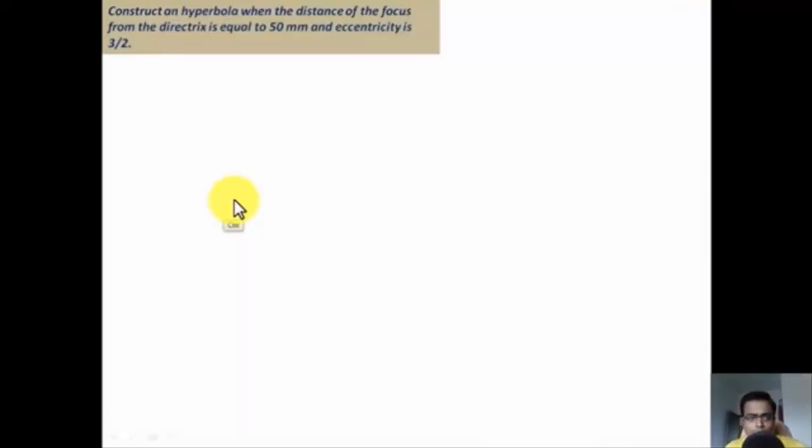In today's video, we're going to talk about the general method for hyperbola construction. Alright, so the first important thing is the distance of focus from the directrix has been given to us as 50 millimeters. So first of all, let me set up the framework. This vertical line over here is the directrix, and this horizontal line is the axis.